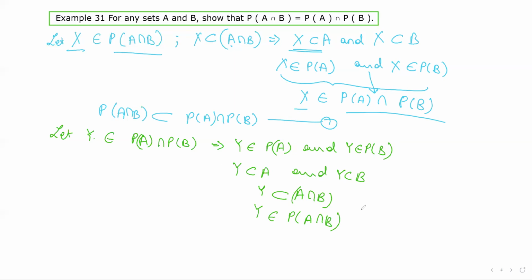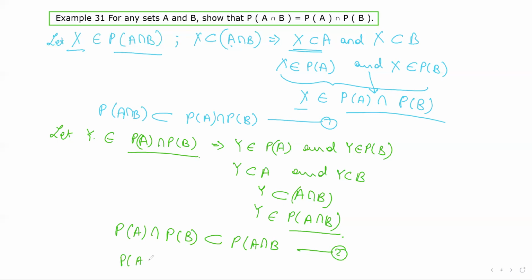Right? So, we started with Y belonging to the power set of A intersection the power set of B, and you ended up with Y belonging to the power set of A intersection B, which means that the power set of A intersection the power set of B is a subset of the power set of A intersection B. This is 2. From 1 and 2, we can easily say that the power set of A intersection B is equal to the power set of A intersection the power set of B. Next.